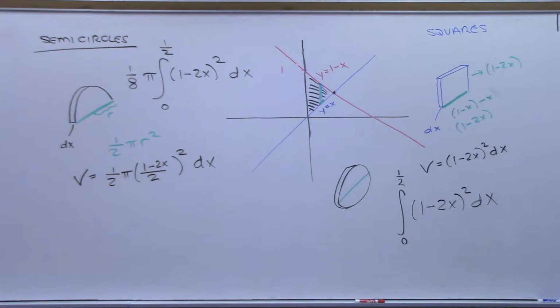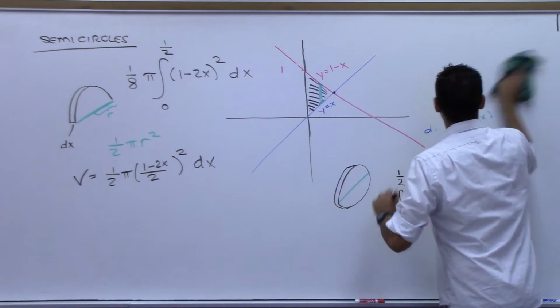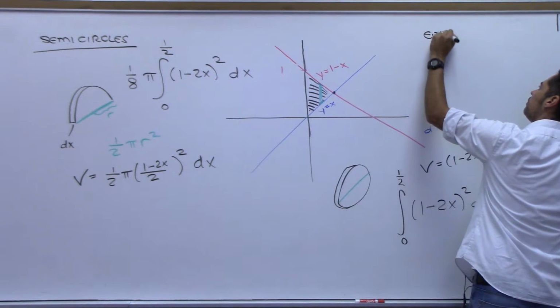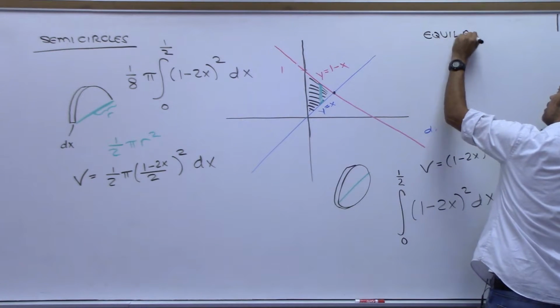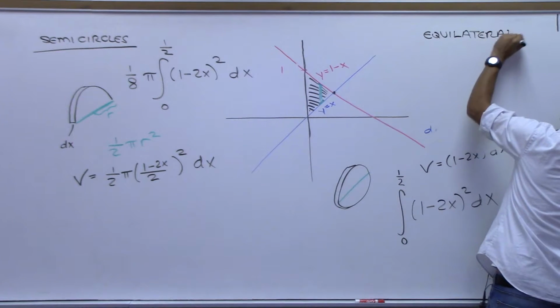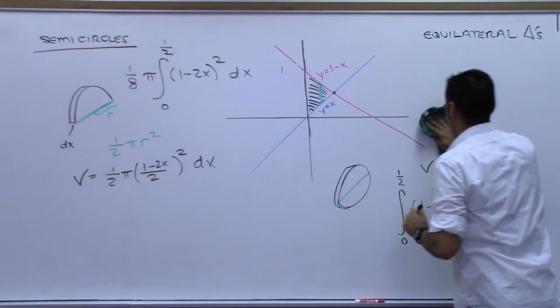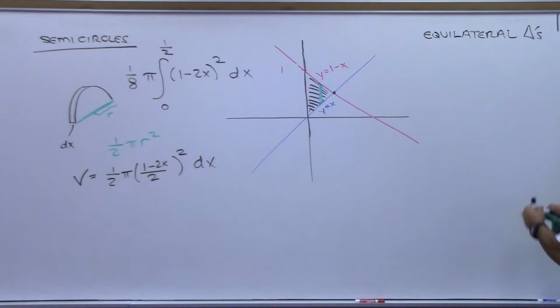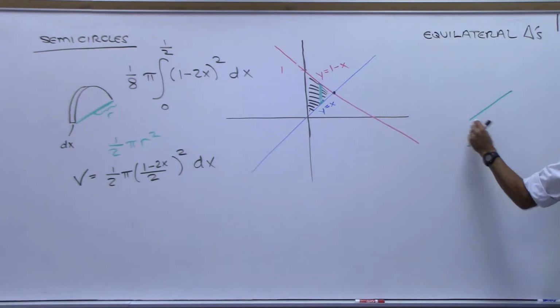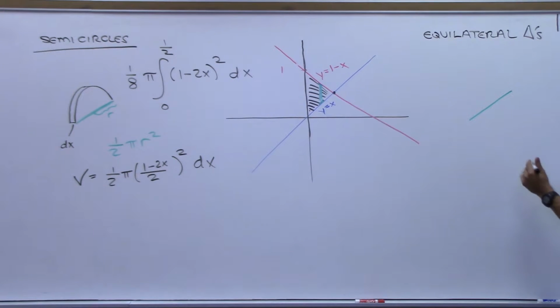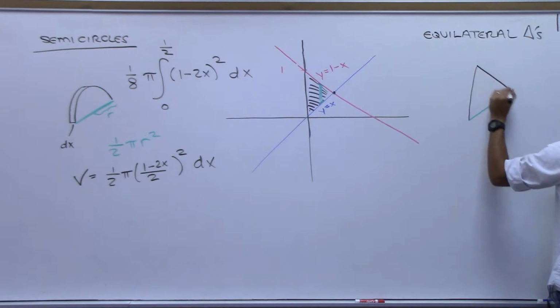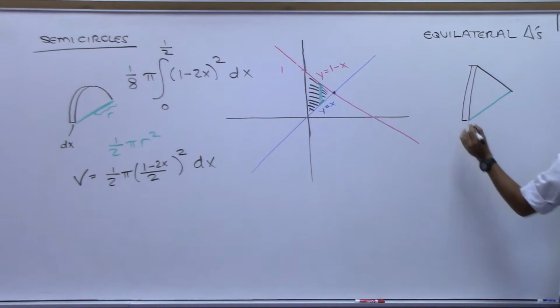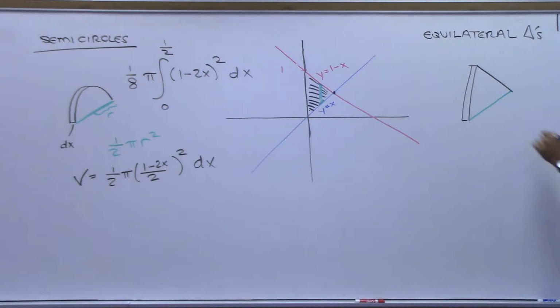What if these slices were equilateral triangles? This is the last one I'm going to show you. Equilateral triangles. Okay, so I know the base still, right? I still know that this is my base. Equilateral means all sides equal length. And it has a little bit of thickness to it like that, right? All sides equal length.